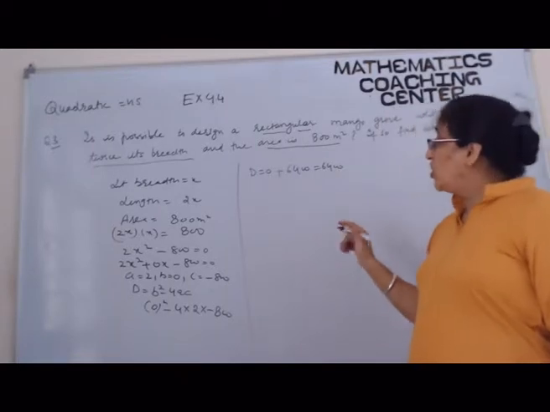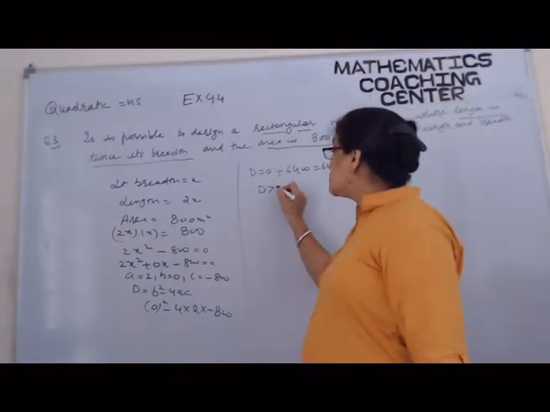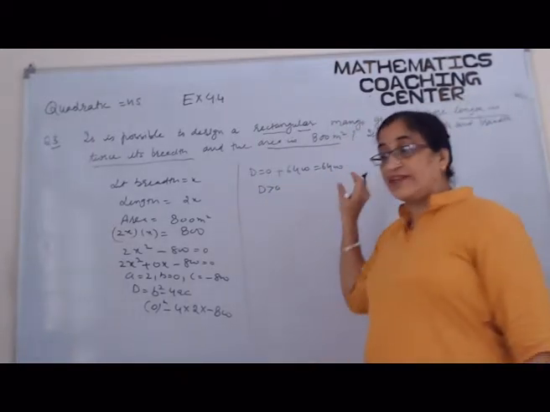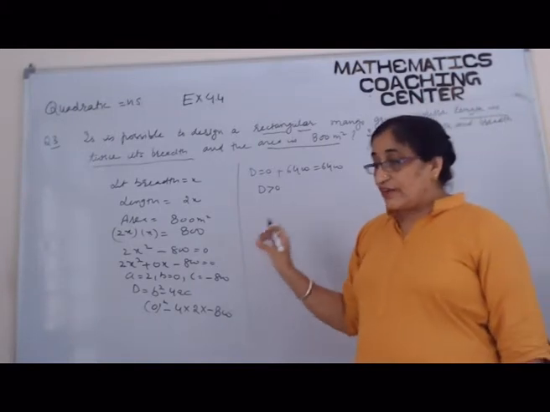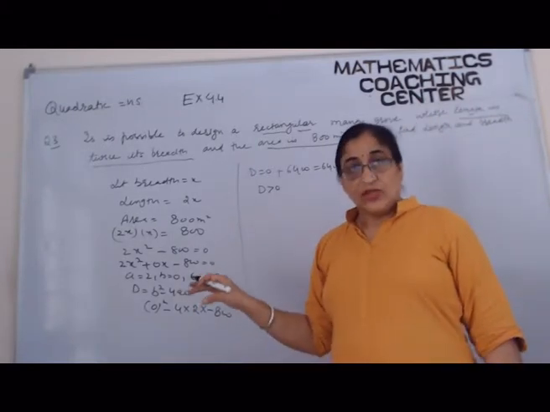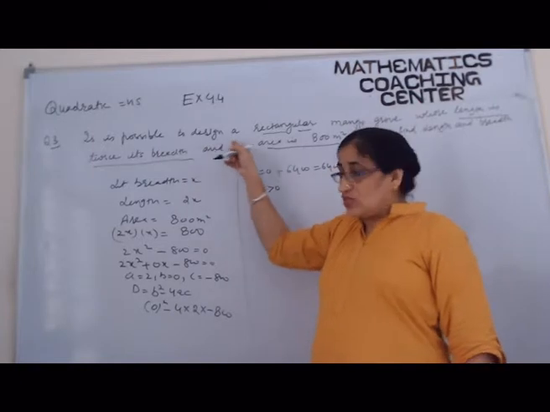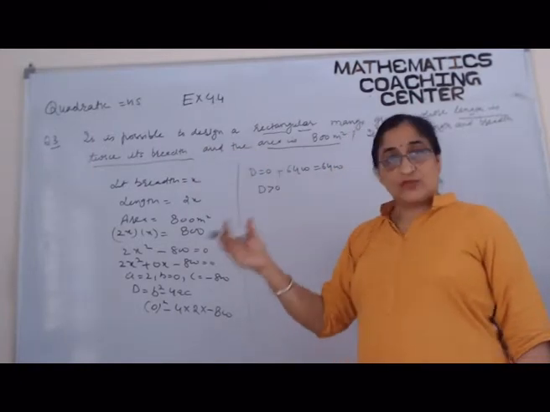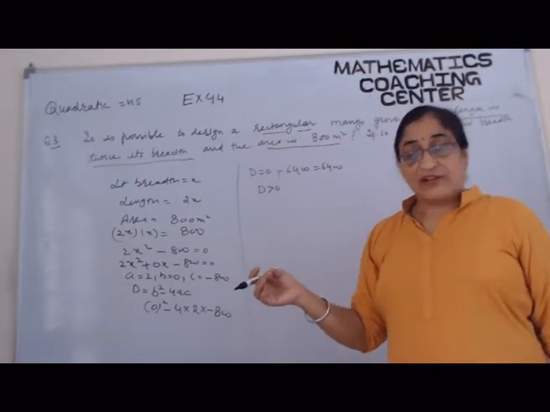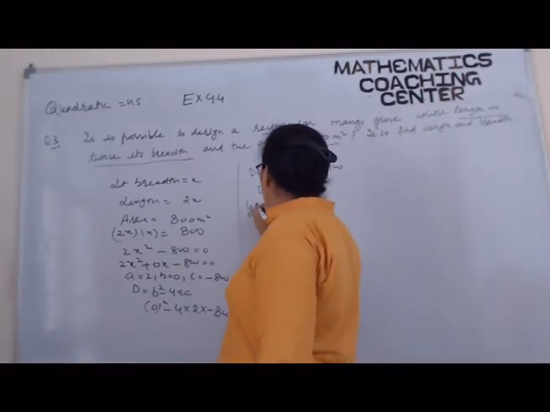Now here d is greater than 0. 6400 is greater than 0. Roots are real and we can find them. Now our first part, is it possible? Yes, it is possible because d is greater than 0.